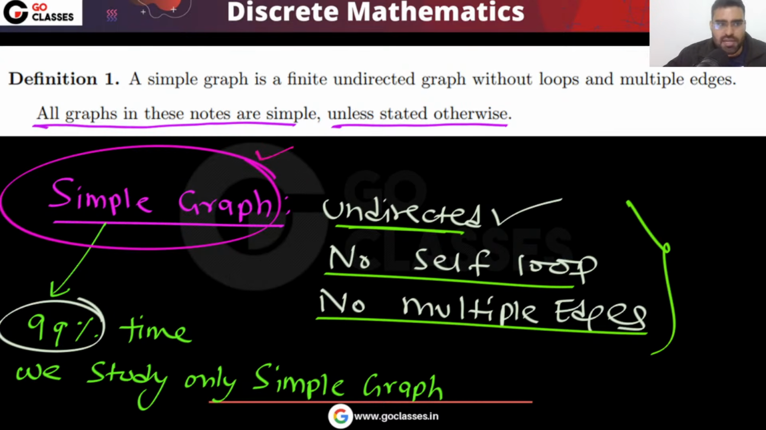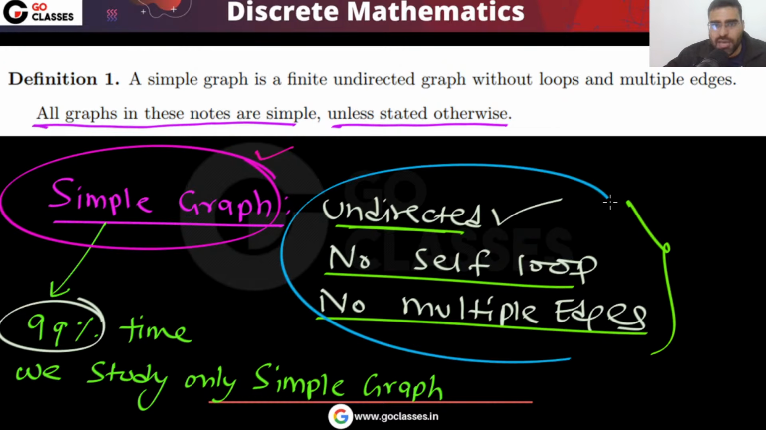Is this clear? If I do not tell you anything about the graph, then it simply means it is a simple graph. It means it is an undirected graph without self loops, without multiple edges. So remember, if no information is given about the graph, if they simply say graph, then it automatically means that it is a simple graph: undirected, no self loops, no multiple edges.